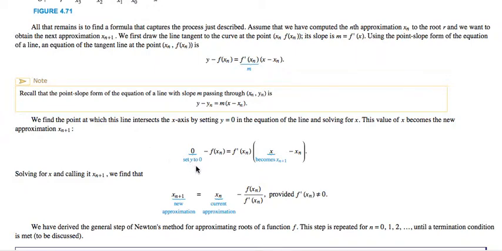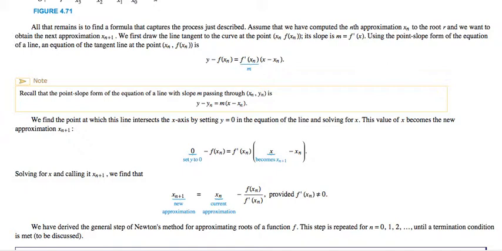So here we've set y equal to 0, and x becomes x sub n plus 1. So if we solve for x and call it x sub n plus 1, we find that x sub n plus 1 equals our current approximation minus f of x sub n divided by the derivative of f of x sub n. And here we have to assume that the derivative at x sub n is not equal to 0.